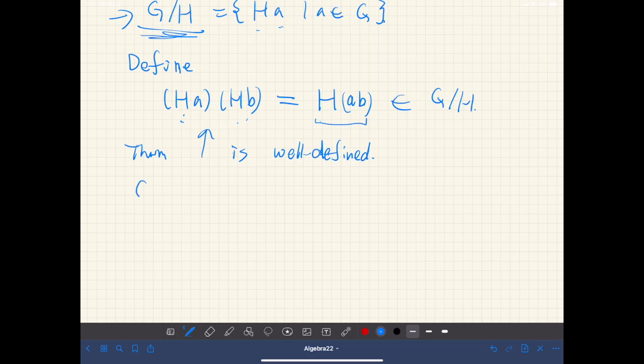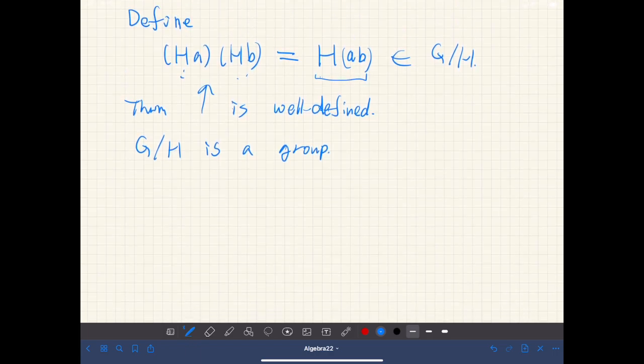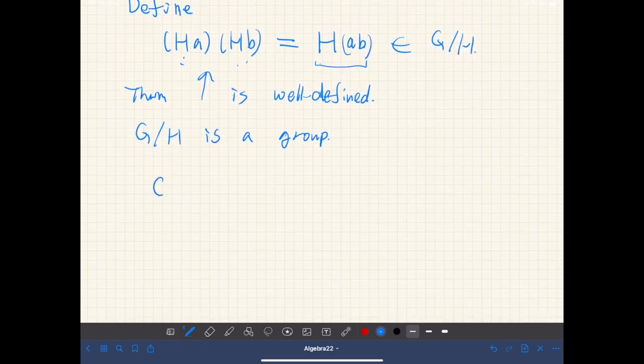And with this operation, G by H is a group. Okay, and we can define a mapping from G to G by H by mapping an element of G to the coset of H by A. So A is an element of G and HA is an element of G by H. So this defines a mapping.